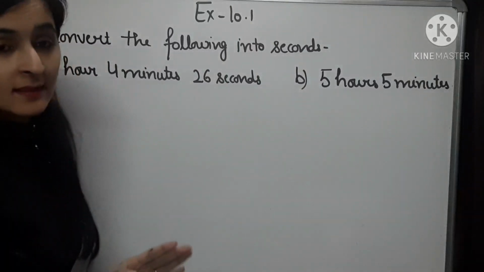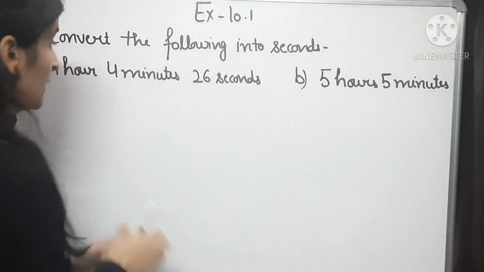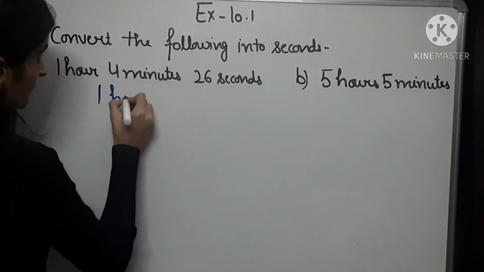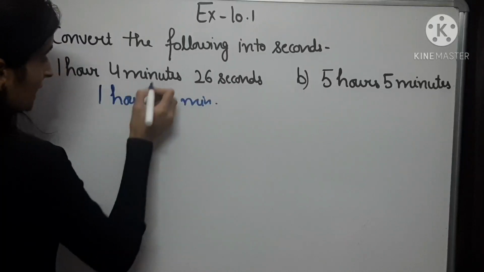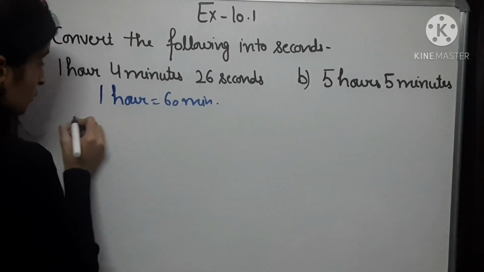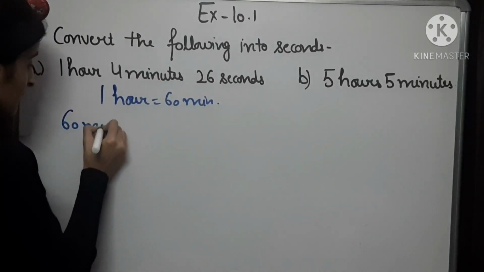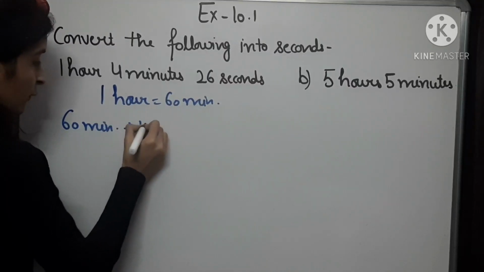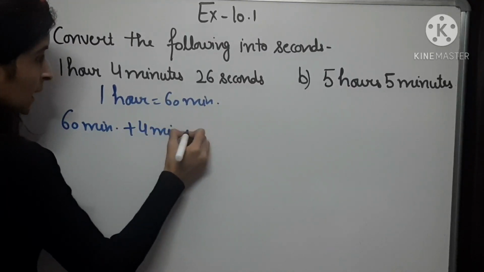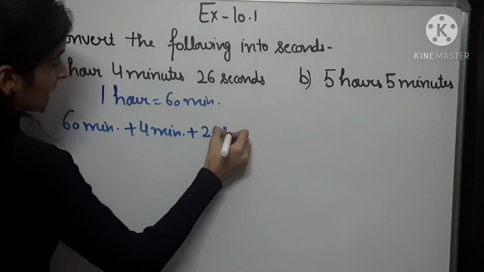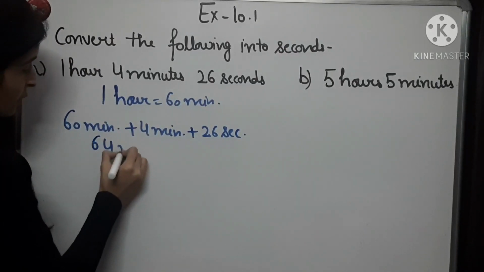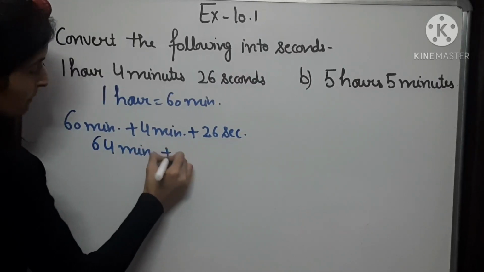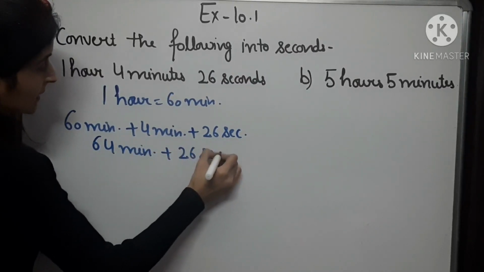So 1 hour means how many minutes? 1 hour is equal to 60 minutes. And here we have given 4 minutes also. So 60 minutes plus 4 minutes plus 26 seconds. 60 minutes plus 4 minutes is 64 minutes plus 26 seconds.